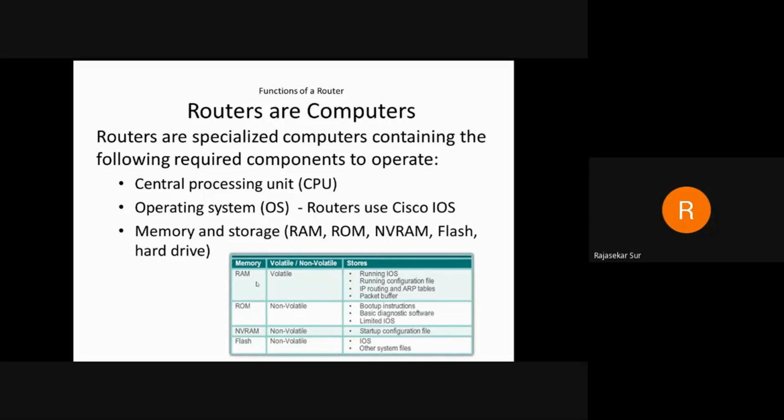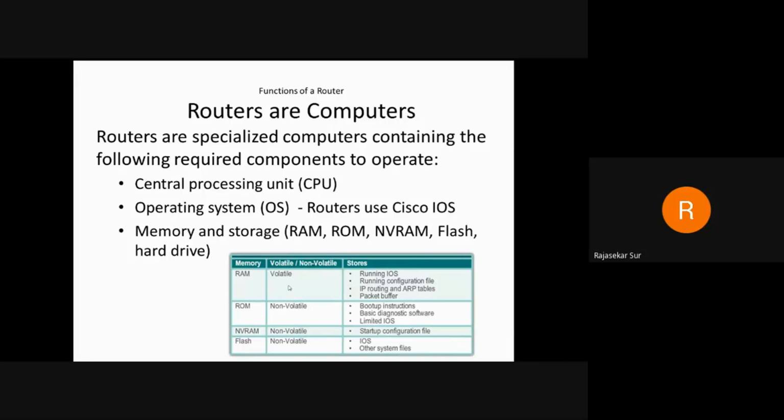Now, RAM is volatile. What is volatile and non-volatile? Volatile means it is temporary storage. That means if you switch off the power, the electricity, all the data will be deleted. That is called volatile. So RAM is volatile, ROM is non-volatile, NVRAM is non-volatile, and flash is non-volatile. Very good.